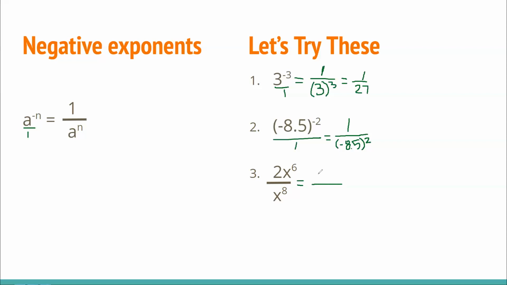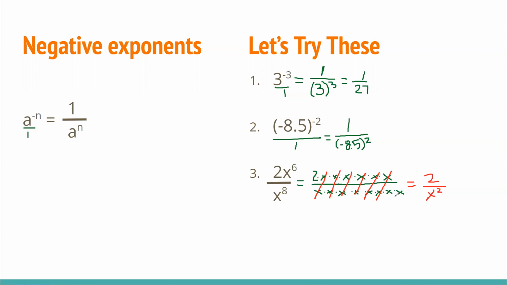So I am going to do this expanded out first just so we can see it. So I have it all expanded out. I'm going to cancel out, playing my matching game as much as I can. And I am left with a 2 up top and x to the second in my denominator.